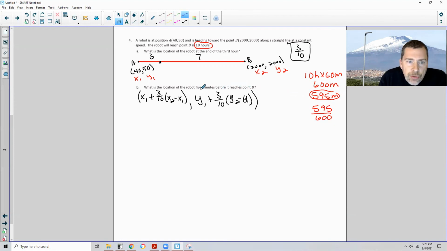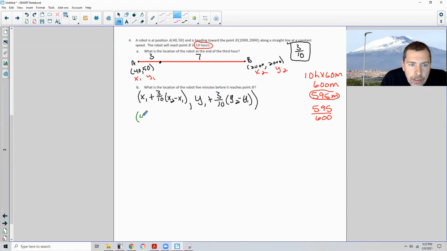So then I just redo this problem again and change that last ratio of 3/10 to 595/600. All right, so that was the only trick to this problem, converting hours to minutes and knowing how many minutes less than total. Okay, so what's the location of the robot 5 minutes before it reaches point B? So that'd be the point 595/600 away from (x sub 1, y sub 1). So we're going to plug that in.